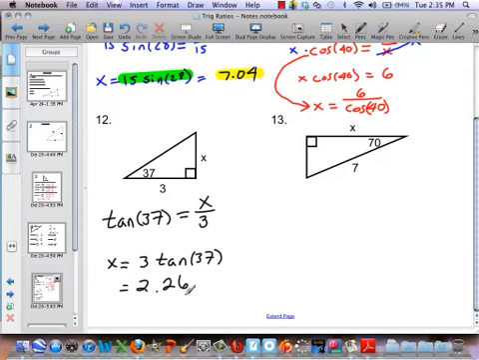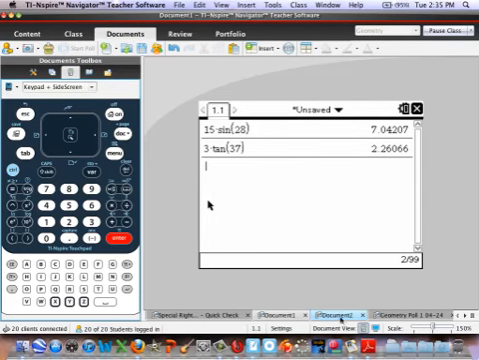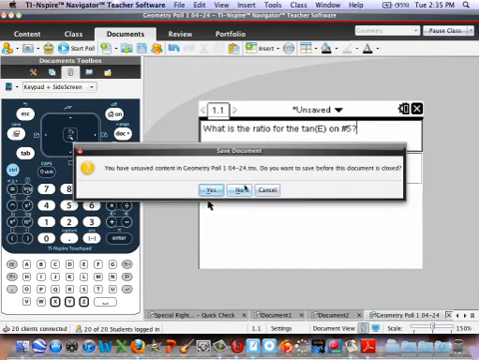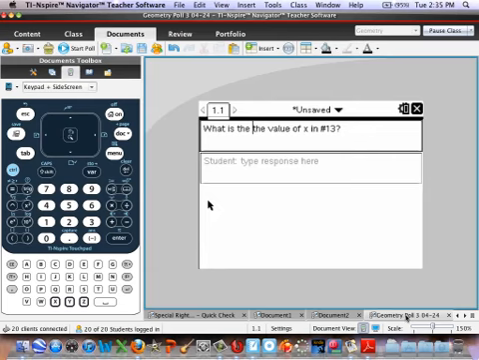Okay. Alright. Number 13. I want you guys to give me the value for number 13 and submit it on your quick poll. Okay, give me the exact value. Or not the exact value, sorry, give me the approximate value on number 13.